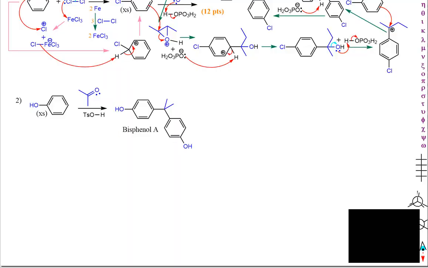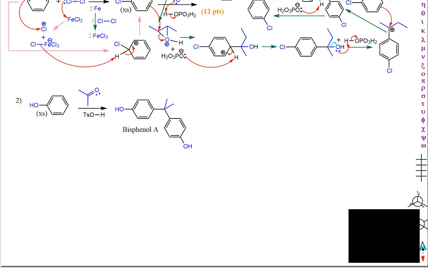This next reaction is very similar to the industrial synthesis of bisphenol A, a molecule which, when added to the manufacture of plastics, tends to soften the plastics, which is often desirable. But later we found out that bisphenol leaches out of the plastics into our bodies and causes endocrine disruption as an estrogen mimic. Enough of that.